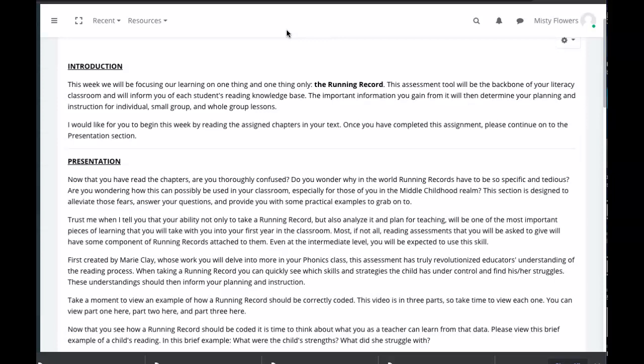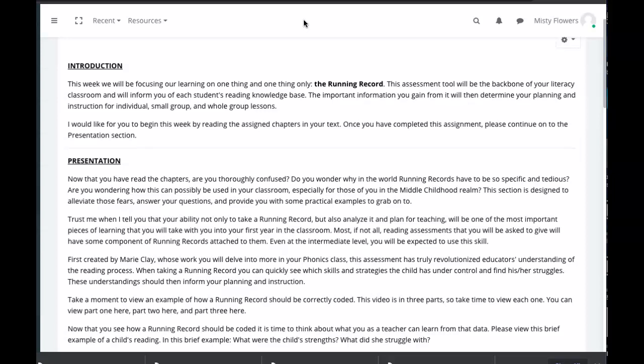Why do we analyze? Well, the analysis allows you to look for patterns in the student's reading. The analysis provides evidence of what the child has under control, your praise point, and what the child needs to learn next, the teaching point, what you need to teach in the next guided reading lesson. There are several completed running record examples in Chapter 11. Be sure to look over these as well as the videos provided on Moodle.